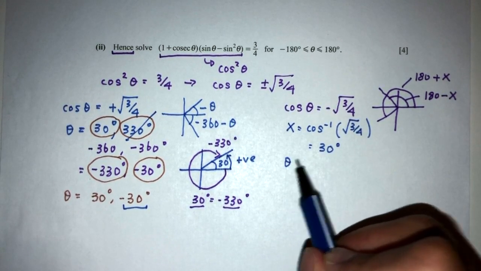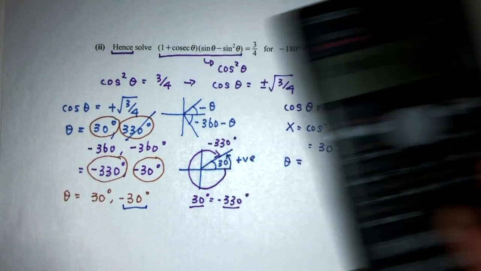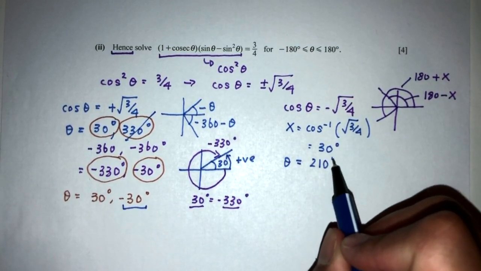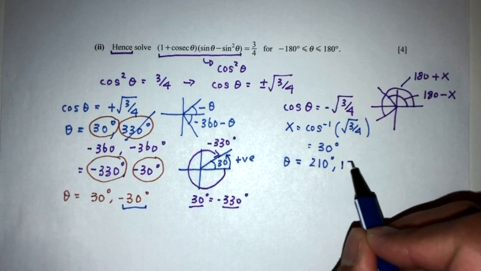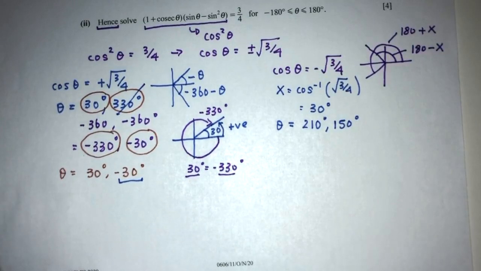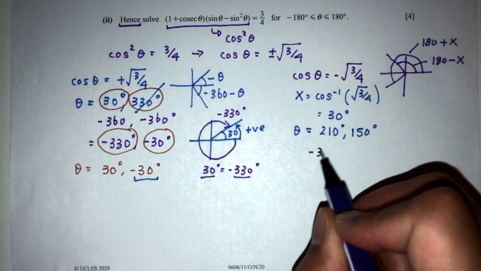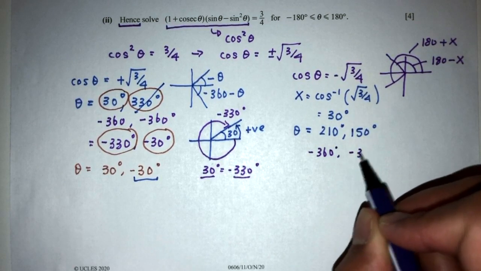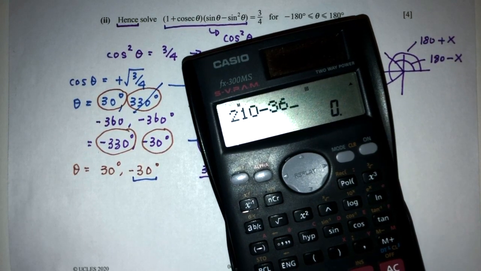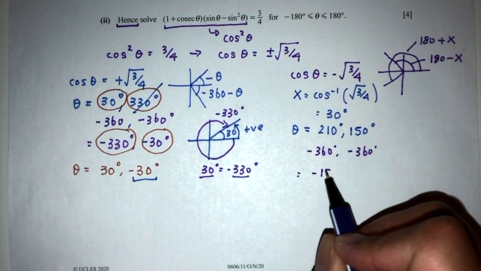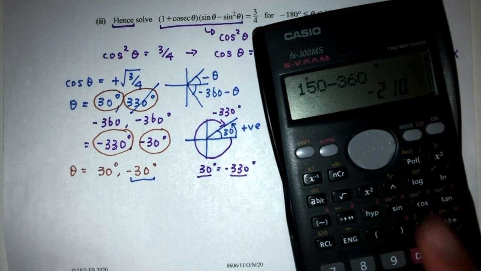So finally, theta will be, according to your quadrants, 180 plus 30. That will be 210. And 180 minus 30, that should be 150. Now, as you can see, we will do the same thing here so we don't lose any values. So minus 360 to both to see what happened. That will be 210 minus 360. That will be minus 150. And here we have 150 minus 360. That should be minus 210.